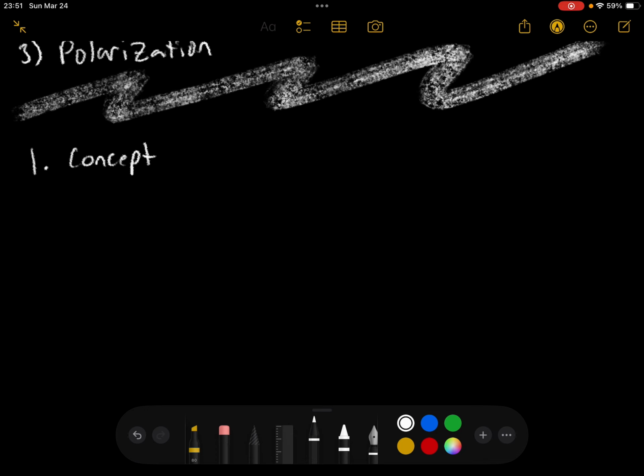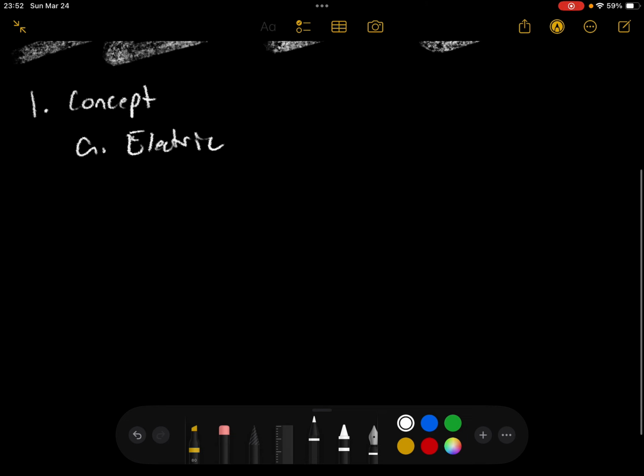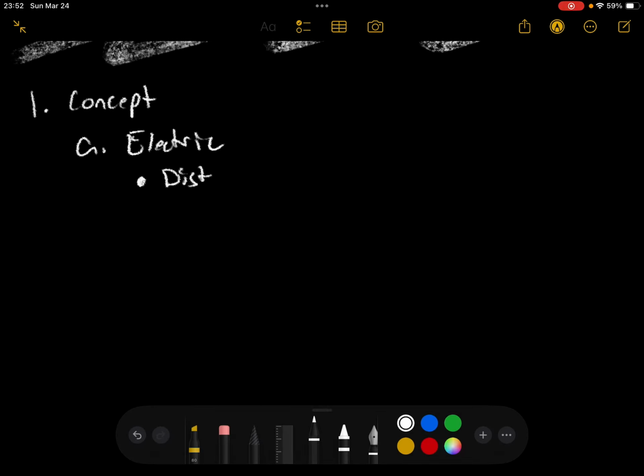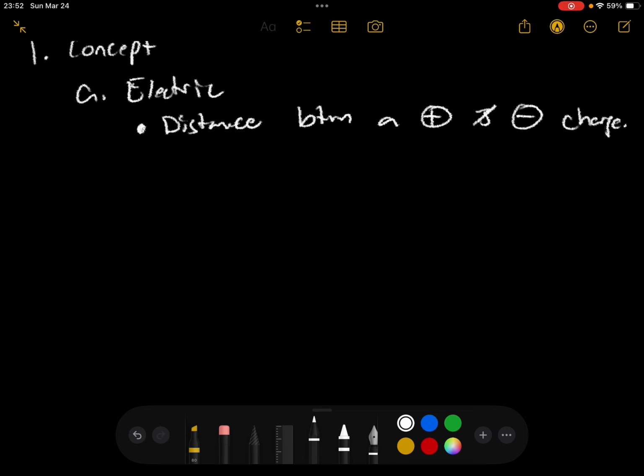But anyhow, the concept, at least for electric dipoles, is the measurement of the distance between a positive and negative charge. A dipole is two different charges, a positive and a negative. So this is the distance between a positive and negative charge, which also makes sense as the units for this are coulomb meter, or the charge times distance.